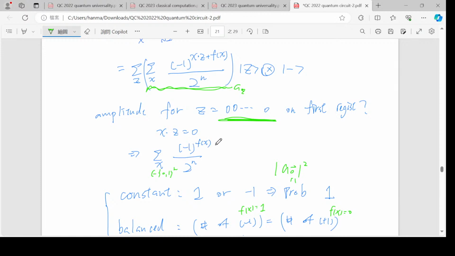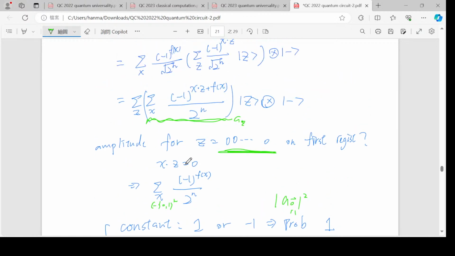And if f of x equals 1, then you are summing over a whole bunch of minus 1s, and so this becomes minus 1. So either way, when f of x is constant, the amplitude on the all-zeros string is plus or minus 1, so the probability is 1. Remember, the next step we do is measure the first register.